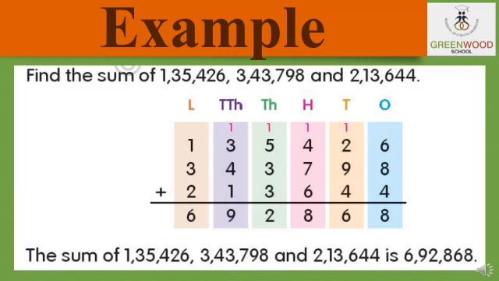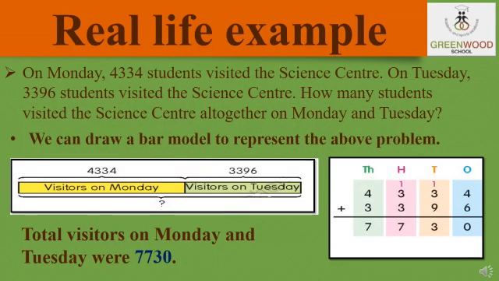Now step 5, add the 10,000. 1 plus 3 plus 4 plus 1, which is equal to 9. So now we'll not carry forward any number, we'll simply write it down. Now step 6, last, add the lakhs, that is 1 plus 3 plus 2, which is equal to 6. Therefore our sum is 6,92,868. Let's see a real life example.